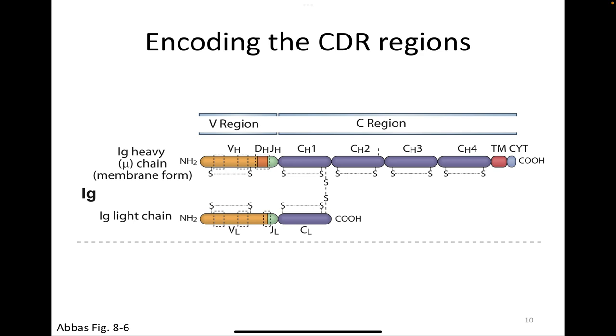CDR3, however, is actually encoded by the junction between the gene segments. So CDR3 of the heavy chain includes parts of the V, D, and J. CDR3 of the light chain includes both the V and the J, right? These junction regions are going to be completely unique and special for each different B cell based on the combo that was made. So all the B cells that choose VH27 will have the same CDR1 and CDR2, but they'll still have unique CDR3s because they made unique junctions.